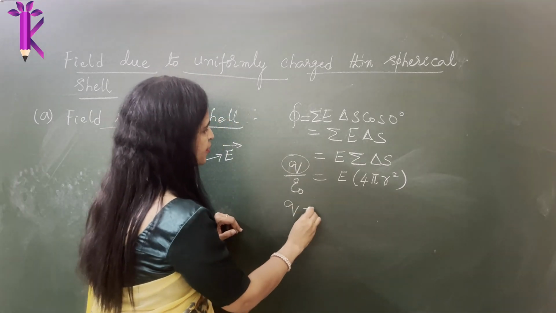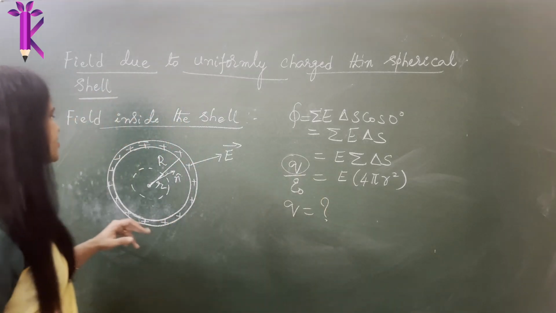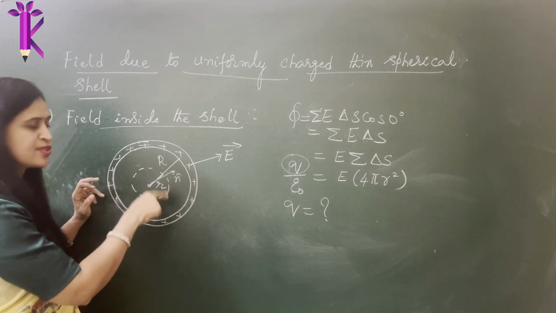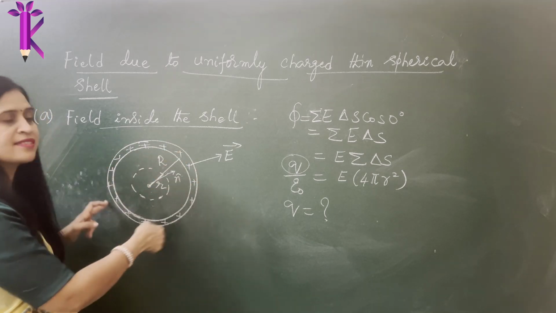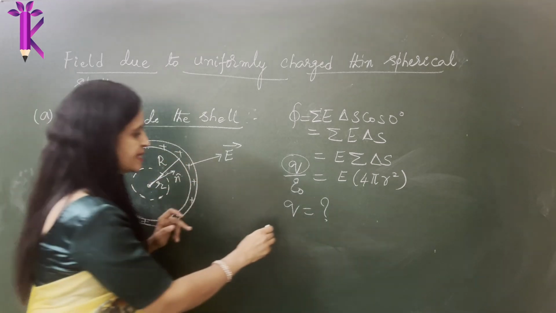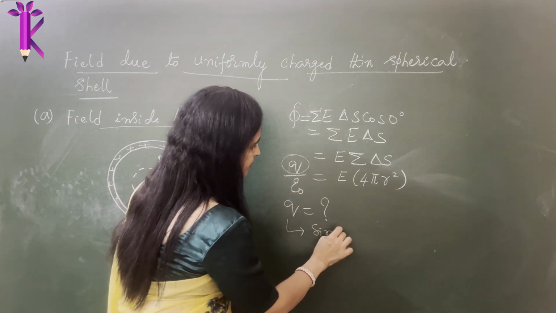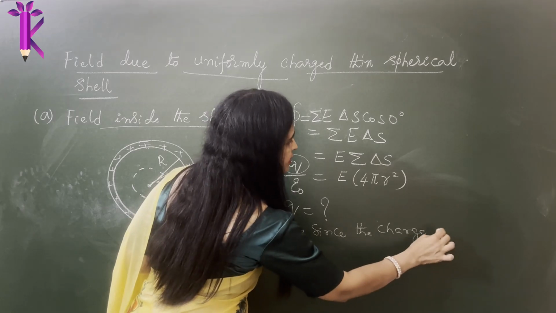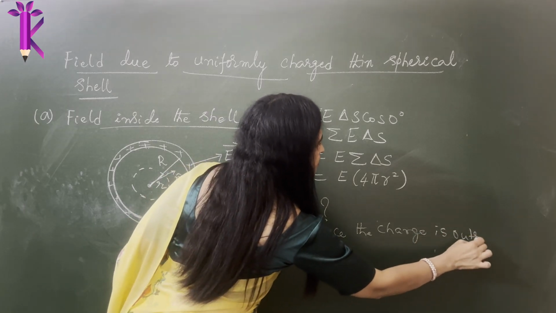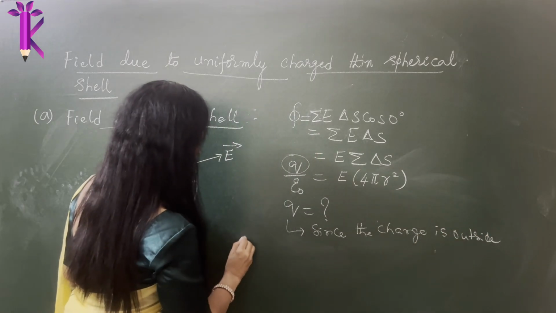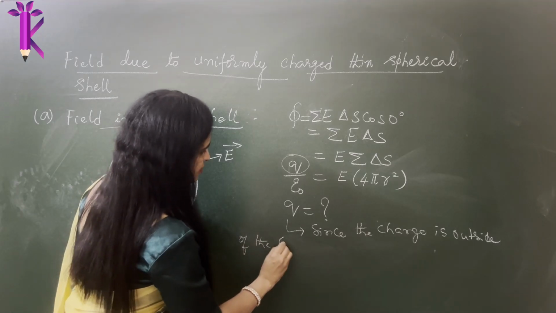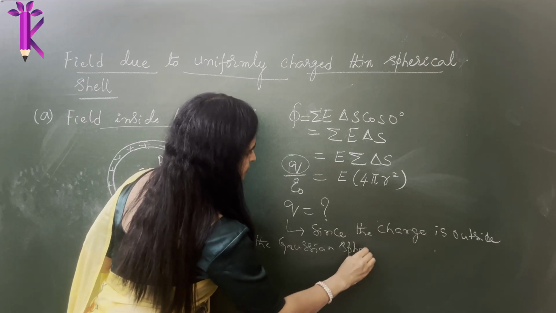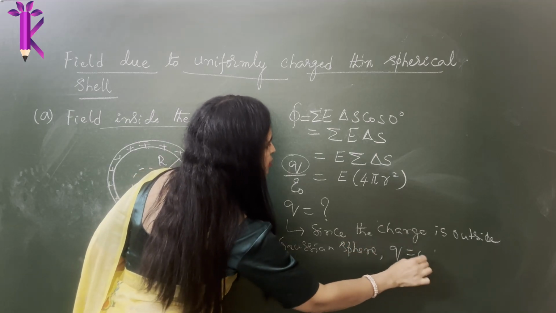Now, how much is Q? What is the charge enclosed by the Gaussian sphere? Is the Gaussian sphere enclosing any charge? Do you see any charge? The charge is residing outside of the Gaussian sphere. Since the charge is outside of the Gaussian sphere, Q will be equal to 0.